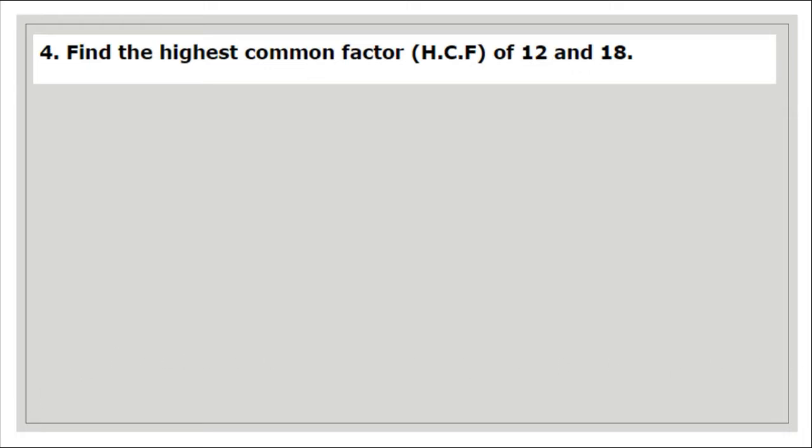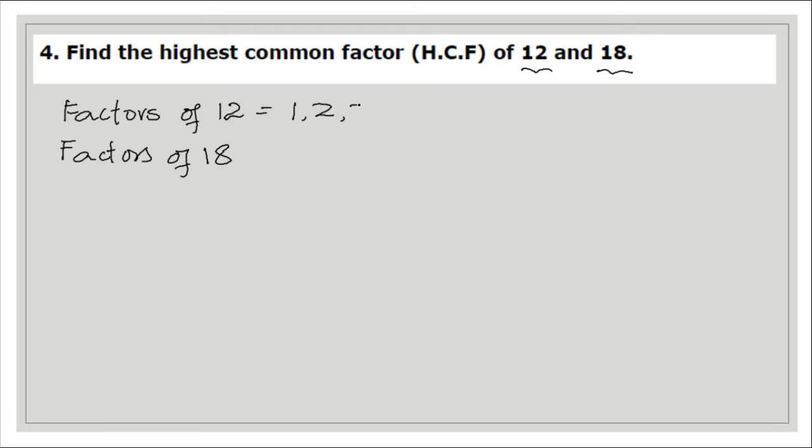Let us work out one more question. Find the highest common factor of 12 and 18. So find out the factors of 12 and the factors of 18. Factors of 12 are 1, 2, 3, it is divisible by 4 also, 6 and 12. Factors of 18 are 1, 2, 3, 6, it is divisible by 9 and it is divisible by 18.